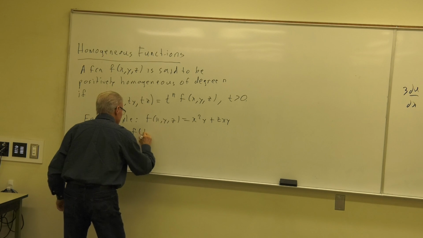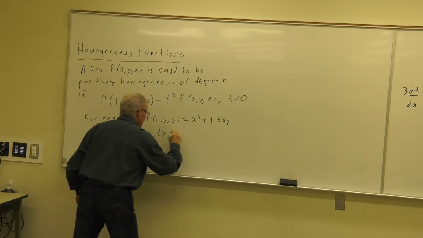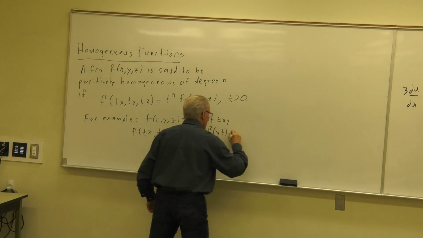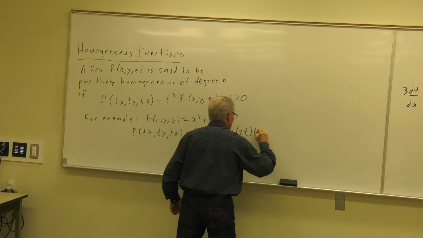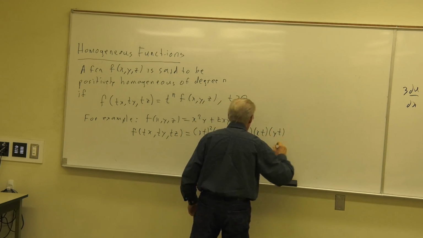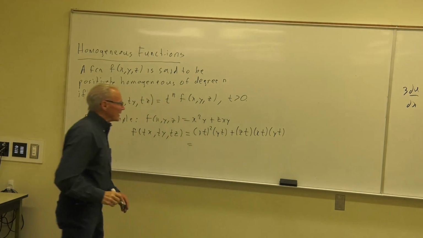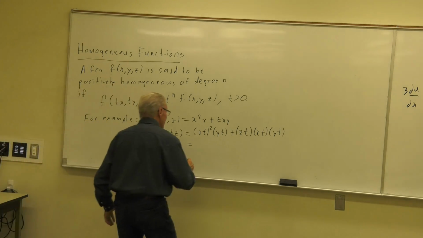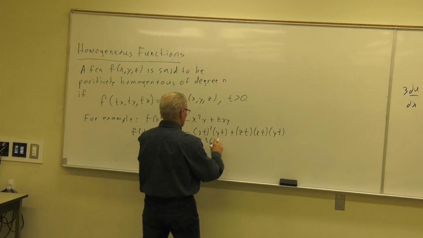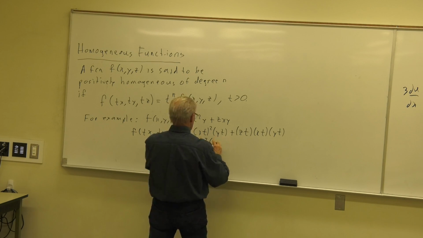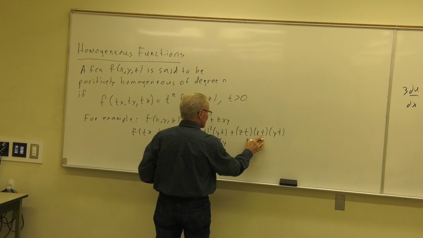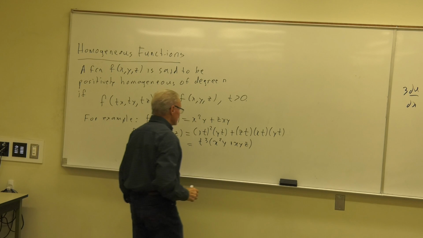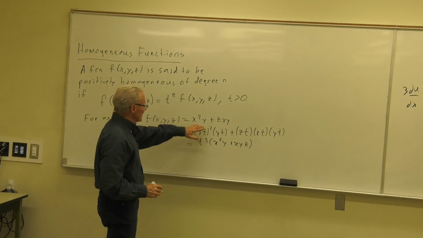I would look at f of tx, ty, and tz. If I did that, I would get xt squared, yt, zt, xt, and yt. The question is, does a common factor of t come out of all terms, leaving you what you started with? The answer is yes. You can factor t cubed out of here, and you get x squared y. You factor t cubed out of here, and you get x, y, and z. So that's t cubed times what I started with.